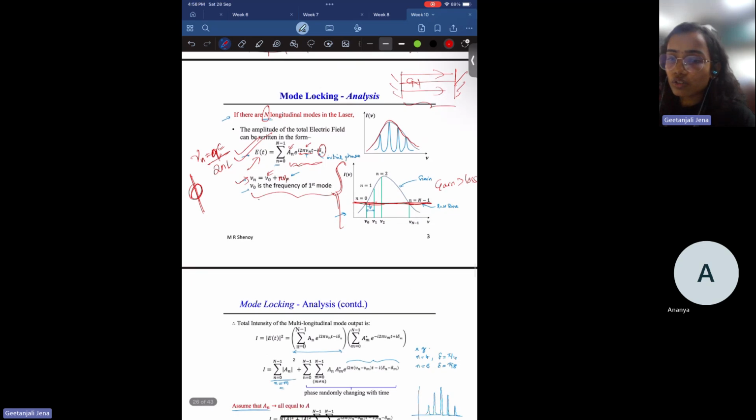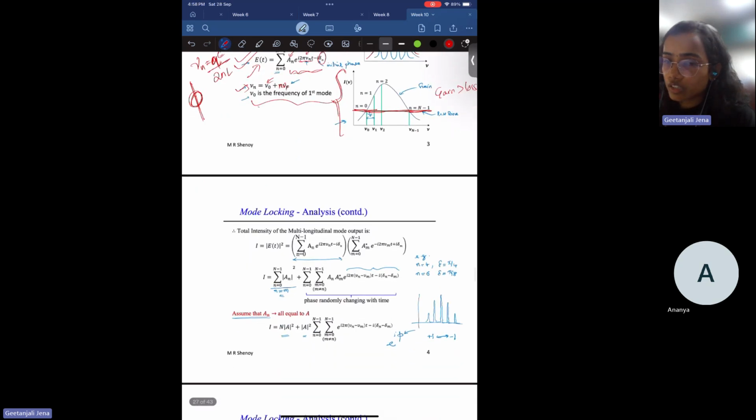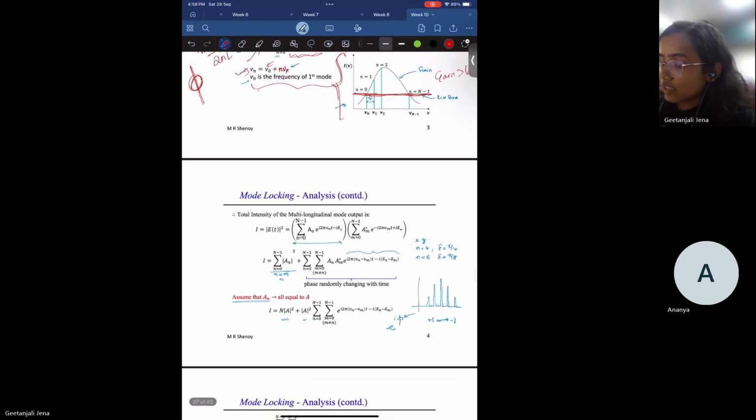So now let us see what the total intensity of this multi-longitudinal mode field in the cavity is. Intensity is nothing but the square of E of t, that is E of t multiplied by E star of t, the complex conjugate of this electric field. This is the field we have, and this one is the complex conjugate of the first term. So we have a m star e to the power minus i 2 pi nu m t plus i delta m.